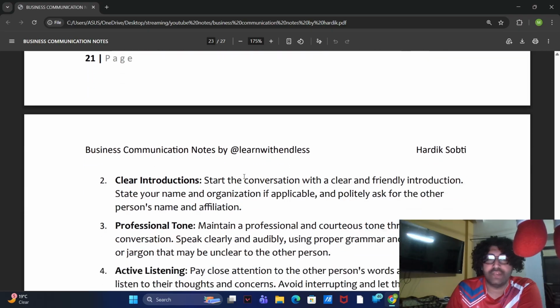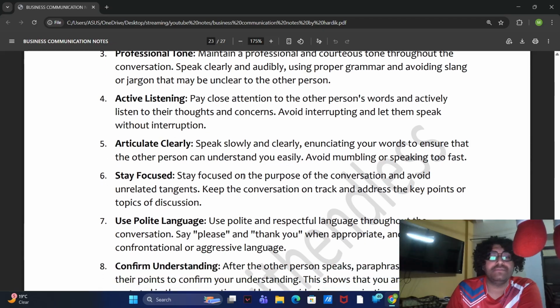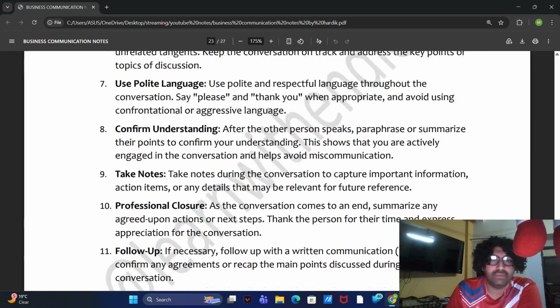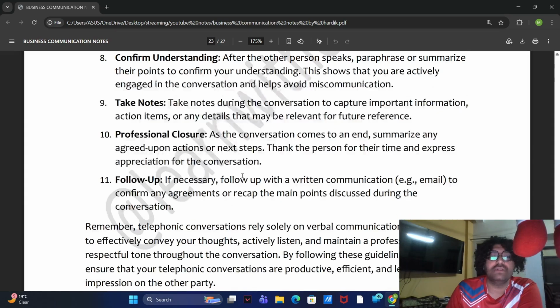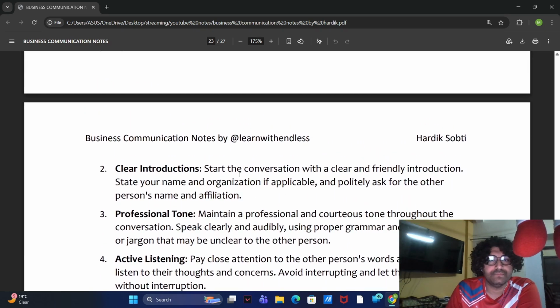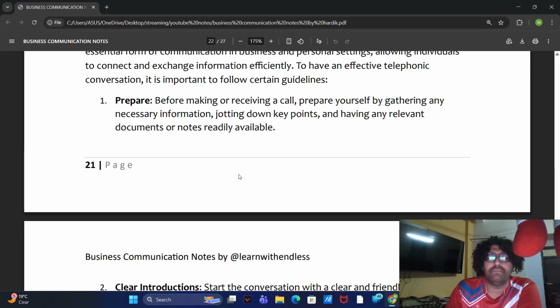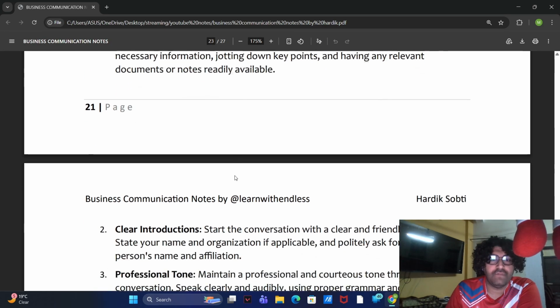Prepare, clear introductions, professional tone, active listening, articulate clearly, stay focused, use polite language, confirm understanding, take notes, professional closure, follow up. Let's go through them one by one. Prepare before making or receiving a call. Prepare yourself by gathering any necessary information, jotting down key points, and having any relevant documents or notes readily available.